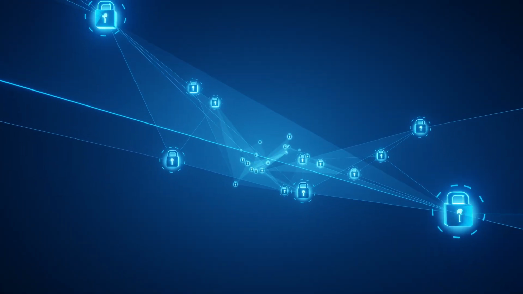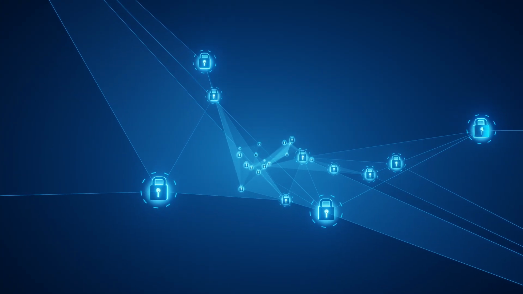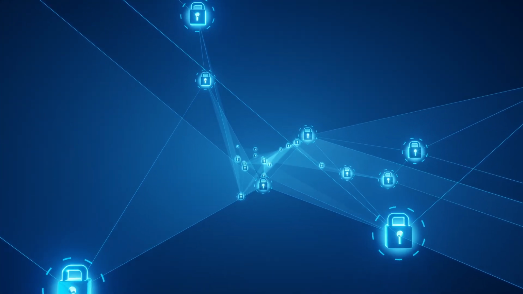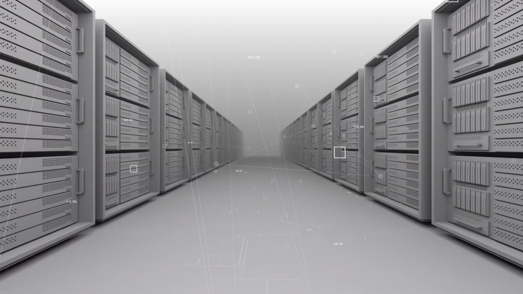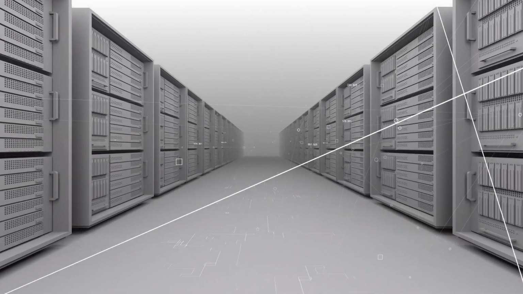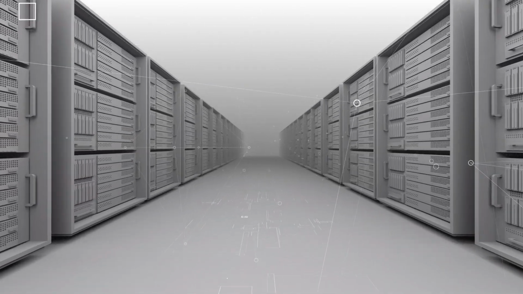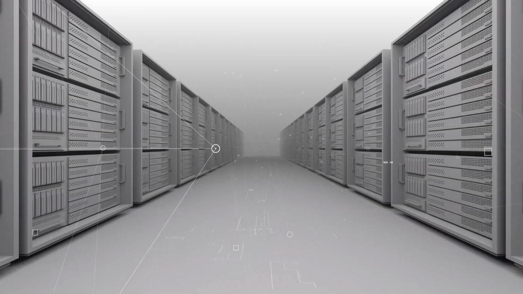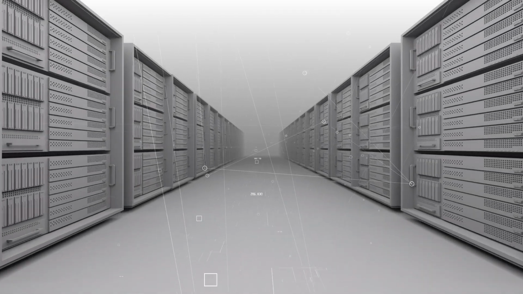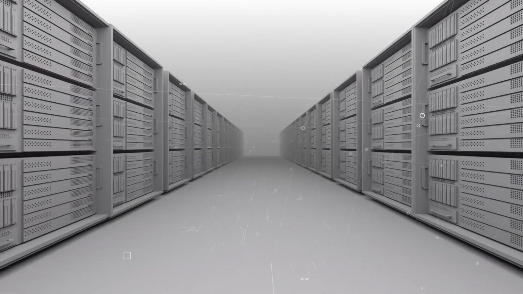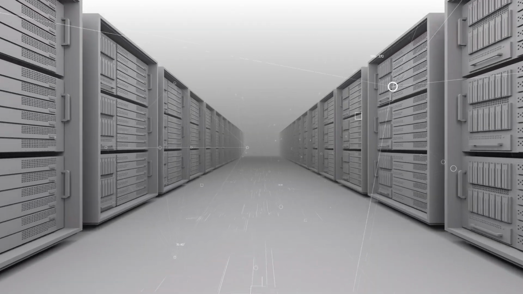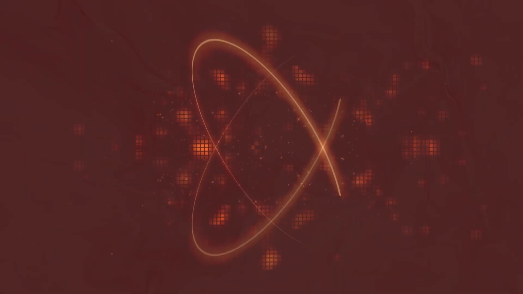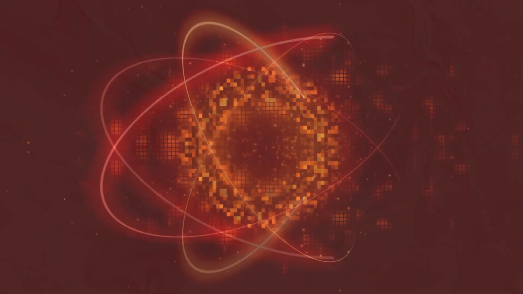3. DMZ hosts public services. The DMZ typically contains web servers, email servers, DNS servers, proxy servers. These are systems that must be accessible from the internet. 4. Internal network stays protected. If the DMZ is compromised, attackers still cannot directly access databases, internal applications, employee systems, because another firewall layer protects the internal network.